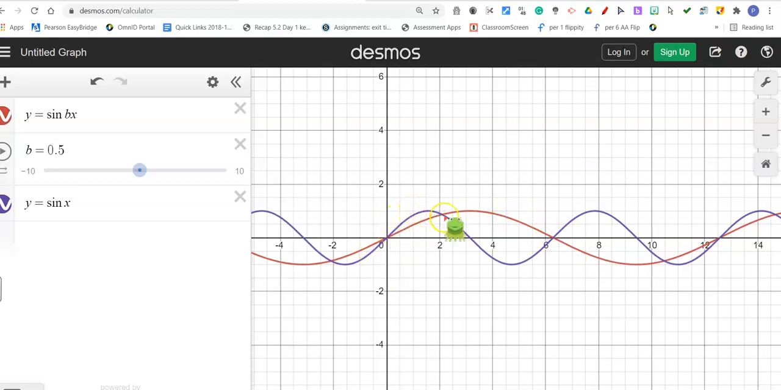So the purple one is the original sine function. After 2 pi, I've gone through a whole cycle. But when it's a half in front of the x, before I take the sine of it, notice it gets to 4 pi. So the period gets bigger as b gets fractionally smaller.